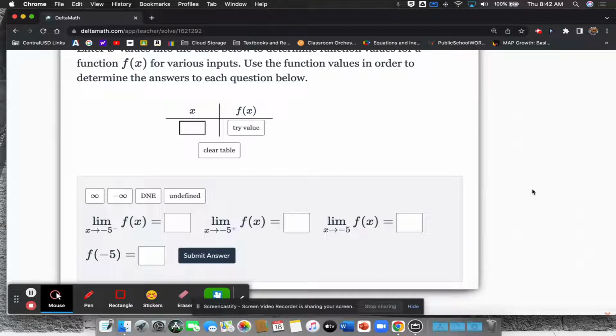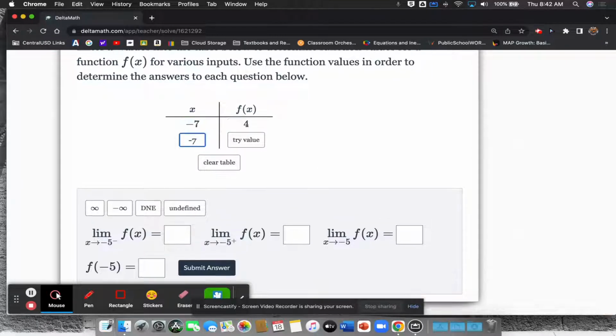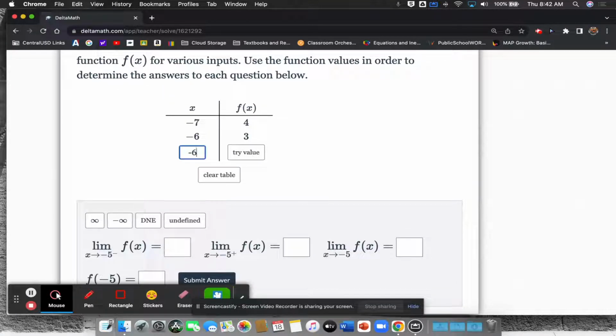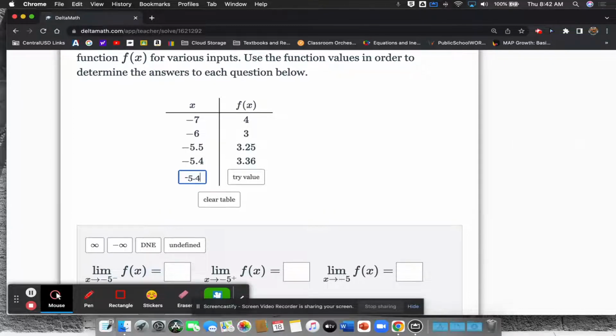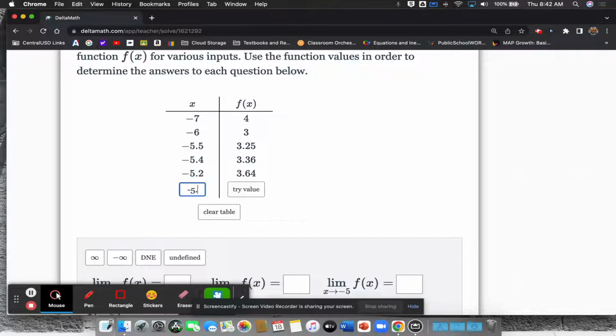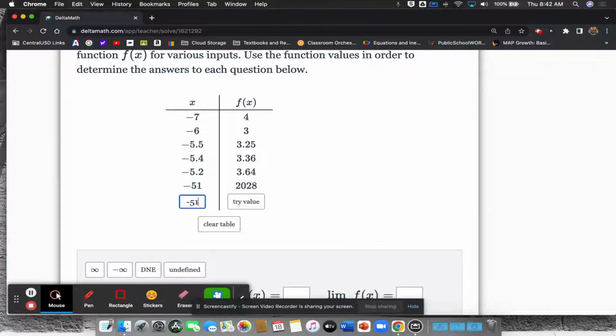So we're going to put in numbers here. Okay, we're going to do the same thing. I'm approaching -5. That's my middle, right? So I need to pick numbers that are left. So -7, -6. So I'm going to put in -7, -6, and then get closer and closer to -5. -5.5, -5.4, -5.2, -5.1.